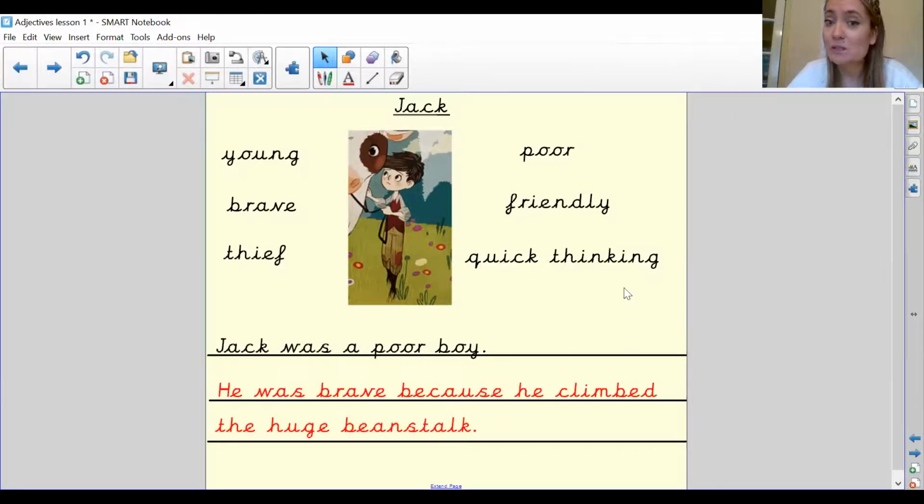Now you could put, he was quick thinking because, and think of your reasons that we just spoke about before. So do you think you could do that? Fantastic. Now, if you think that's all very tricky for you, I want you to stay on whilst we have a go at doing a sentence together. Do you think you can do that? So if you think that's too tricky for you, you can stay on and we'll do a whole sentence together, a practice one, okay? But if you think you can do that, you can stop the video now and go and do that.